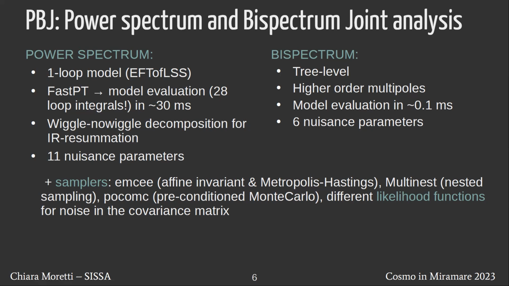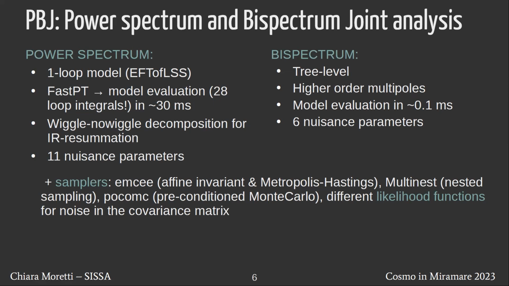For the bispectrum, we have a tree-level model. So in a way, it's a simpler model, but of course, this is a 3-point function, so it's much more complicated to compute. We not only have the monopole of the bispectrum, but also higher order multipoles. And also in this case, the code we developed is pretty fast because it can compute a theoretical prediction in 0.1 milliseconds. And in this case, we have 6 nuisance parameters. Some of these are shared with the power spectrum, but there are additional ones that concern the noise model that we include in the bispectrum.